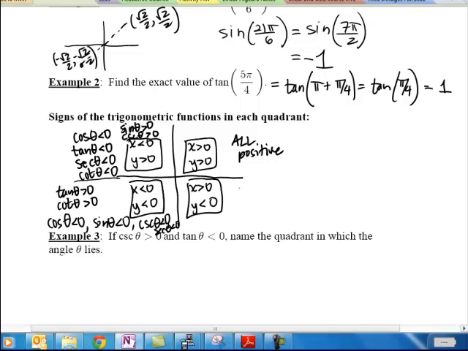And then finally, in quadrant 4, x is positive, so cosine of theta is positive, secant of theta is positive. Y is negative, which means that sine, which is the y-coordinate, would be negative, and its reciprocal would be negative. And the ratio of x and y, we'd have a positive to a negative, so both tangent and cotangent would be negative.